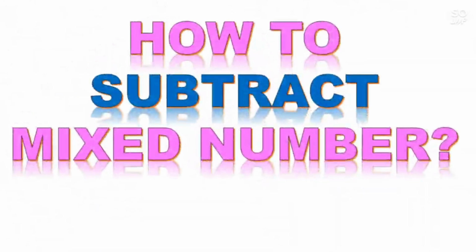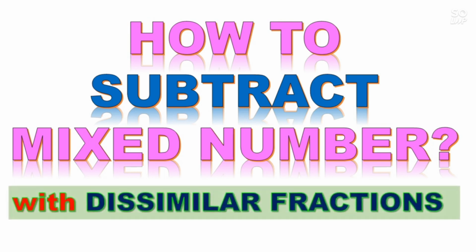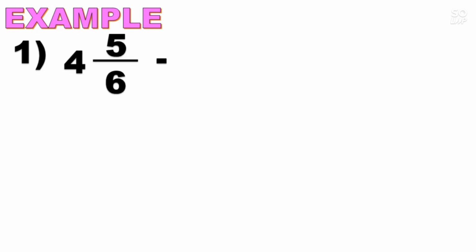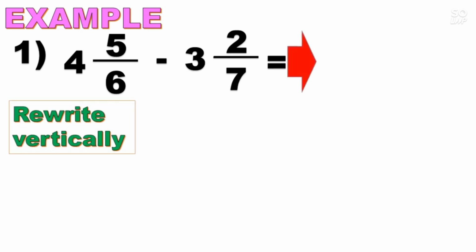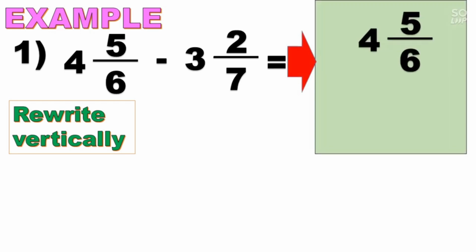Okay, ngayon naman tuturo ko sa inyo kung paano mag-subtract ng mixed numbers with the dissimilar fractions o magkaiba ang denominators. Okay, we have an example number 1. 4 and 5 over 6 minus 3 and 2 over 7 equals, ayan. So, observe natin yung dalawang proper fraction natin, which is 5 over 6 and 2 over 7. Okay, magkaiba sila ng denominator. Okay, so ang gagawin natin, first step is to rewrite vertically. Okay, so we have 4 and 5 over 6 minus 3 and 2 over 7.